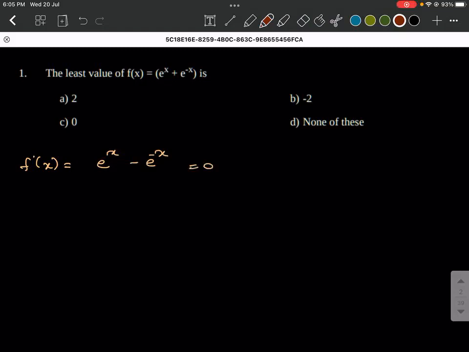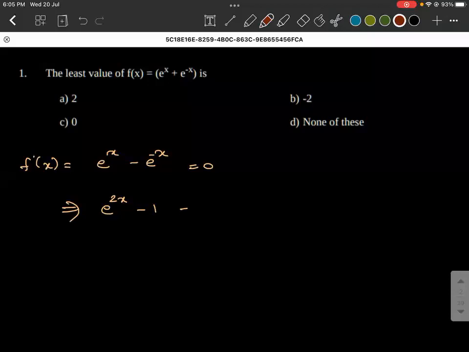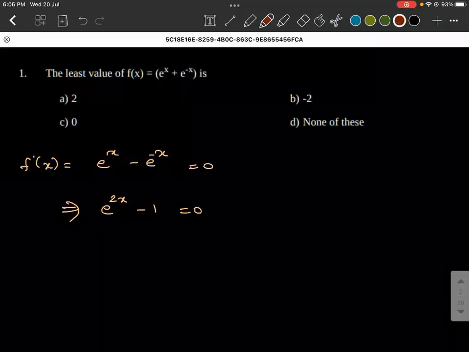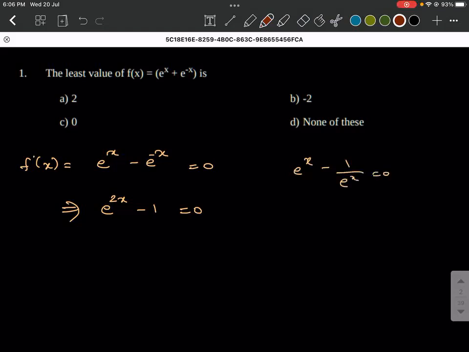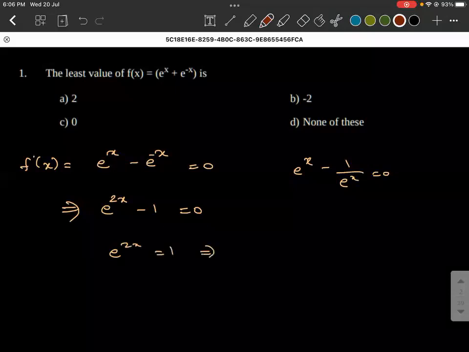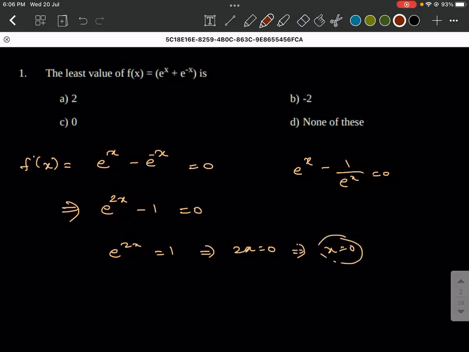So if you equate it to 0, what do you get? E power 2x minus 1 is equal to 0. Because e power x minus 1 by e power x is 0. Correct? So it is e power 2x minus 1 is 0. So e power 2x is equal to 1, which implies 2x is equal to 0 or x is also equal to 0. Since we got only one value, I'm assuming that it will be the least value only.